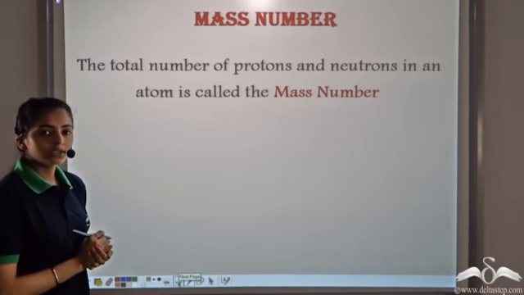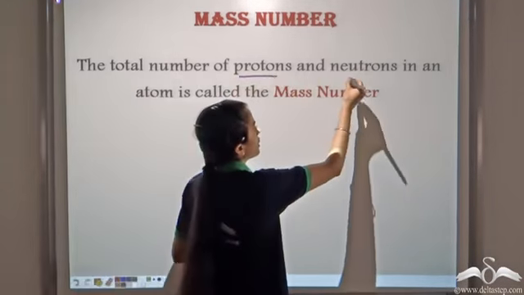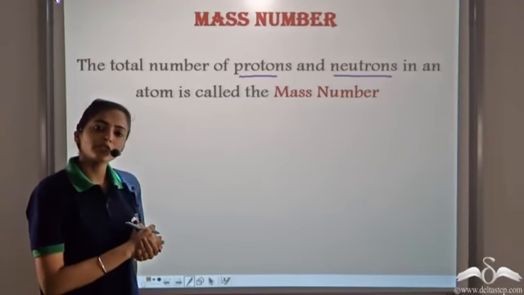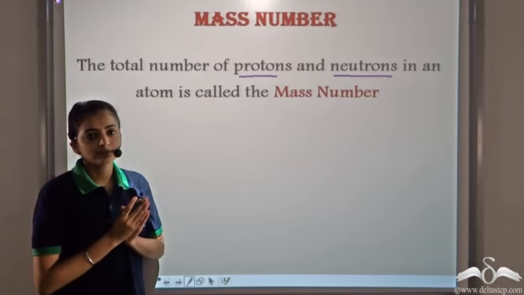We know that the mass number of any atom is the total number of protons and neutrons which are present in an atom. So now what's the difference between the mass number of an element and its relative atomic mass? Let's see.